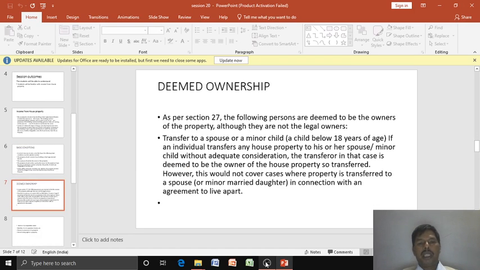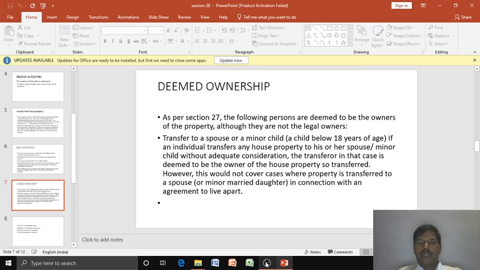Deemed ownership. As per section 27, the following persons are deemed to be owners of the property, although they are not the legal owners. If an individual transfers any house property to his or her spouse or minor child, a child below the age of 18 years, without adequate consideration, the transferor in that case is deemed to be the owner of the house property so transferred. That is, the transferor will be liable for the payment of tax on the same.